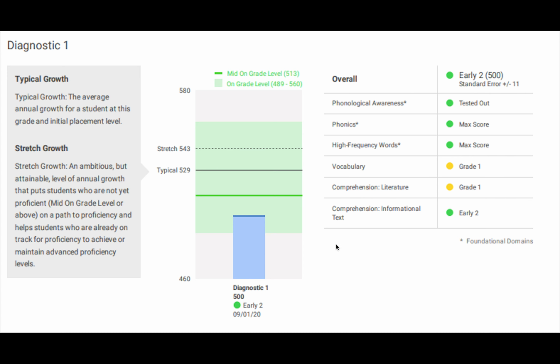And in the middle, again, you can see your students' blue bar that represents their scaled total score overall, where they are falling in that green range of all of second grade, the mid on grade level green line, and then your students' projected typical or stretch growth for this year.